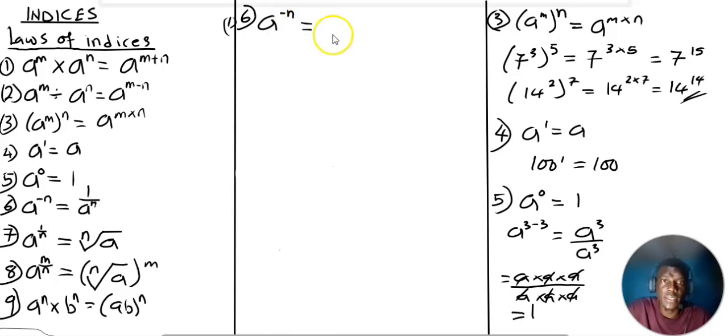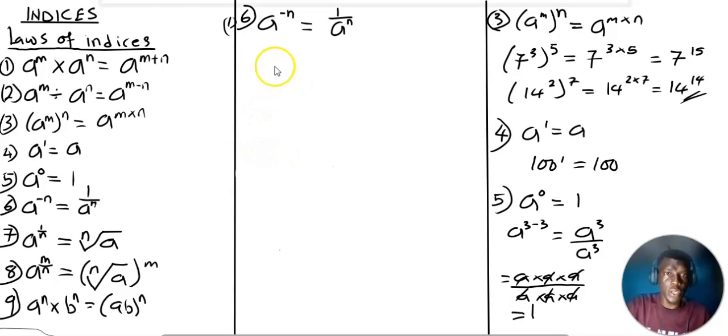When you have a number like this, a raised to the power negative n, it can be written as 1 over a raised to the power positive n. So the power will now have a positive sign here. Okay, so that's it. Let's have an example under this.